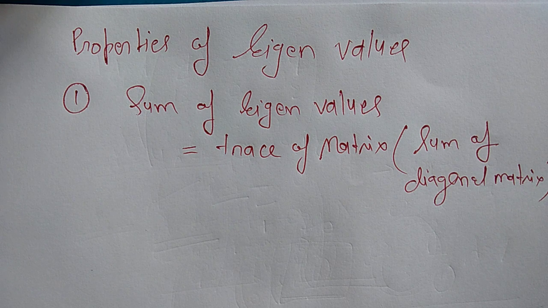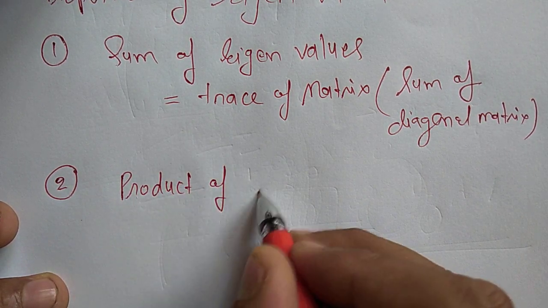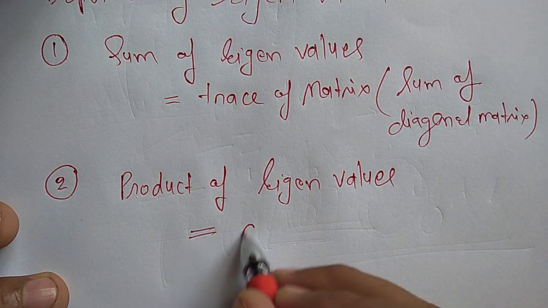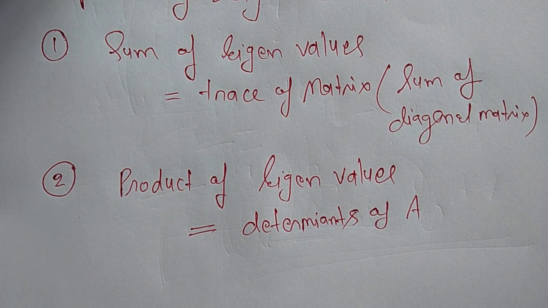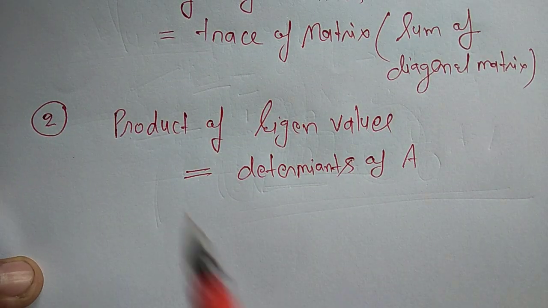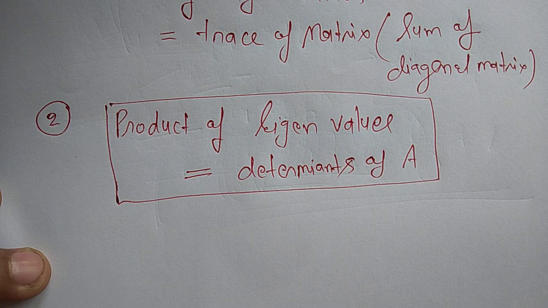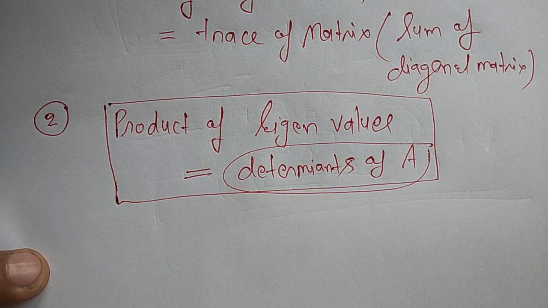That is called the trace of the matrix. Second, the product of eigenvalues is equal to the determinant of A. This is the second property. And from this we can say that if we have a singular matrix, at least one eigenvalue will be 0, because for a singular matrix the determinant is 0. So the determinant is 0 here, which means at least one eigenvalue will be 0.